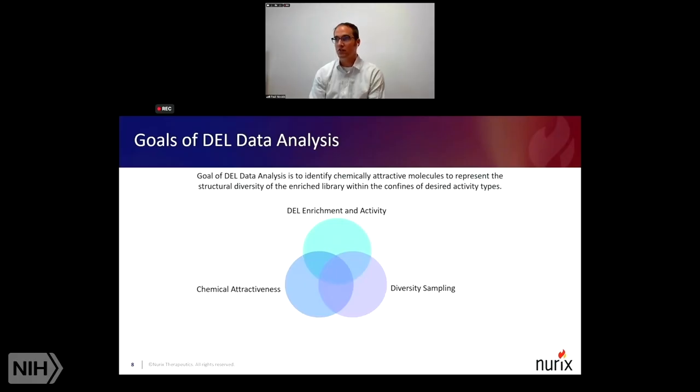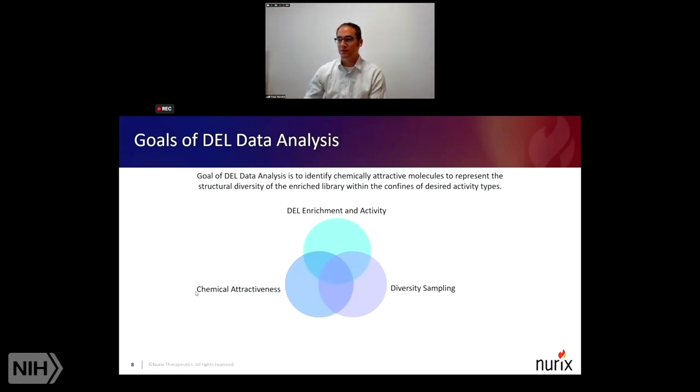So we need to contextualize this enrichment in terms of understanding the diversity of the chemical series being enriched in the output. So we can make sure that we can really cover the various SAR families within our output efficiently and make sure we're getting good coverage of that entire chemical space.